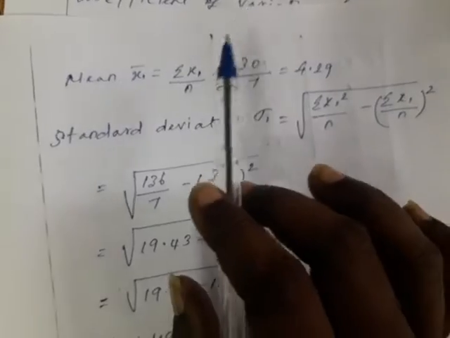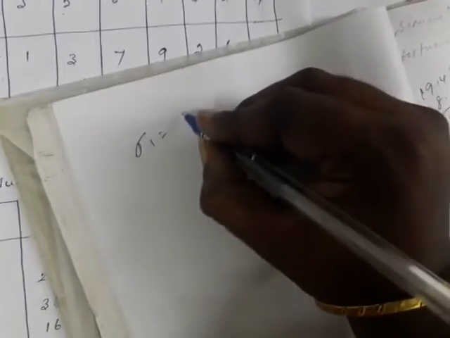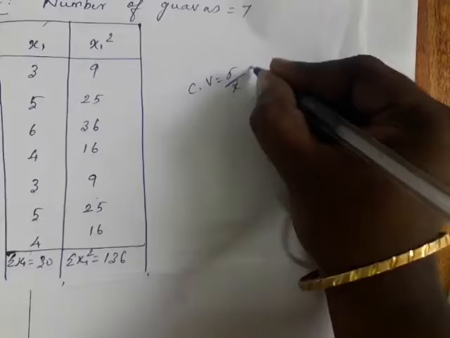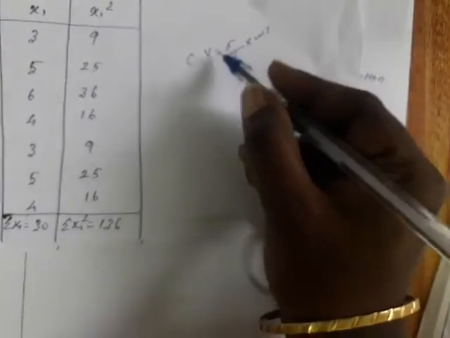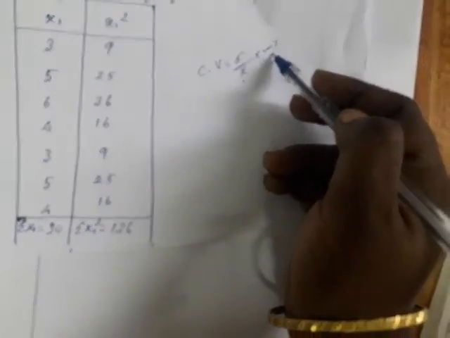Mean value, because what is the coefficient of variation formula? Coefficient of variation is equal to sigma by x bar into 100%. So for the coefficient of variation, what do you have to find out? Sigma, the standard deviation, by x bar, the mean, into 100%. So now we are going to find out sigma. Next, as usual, x bar also we have to find out.